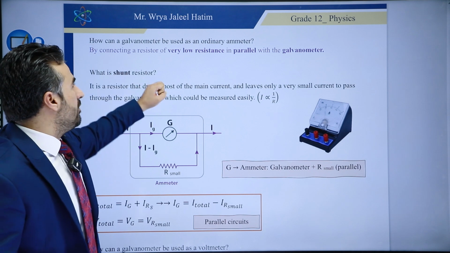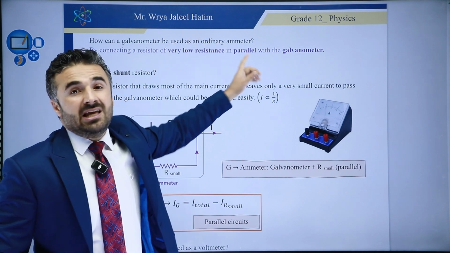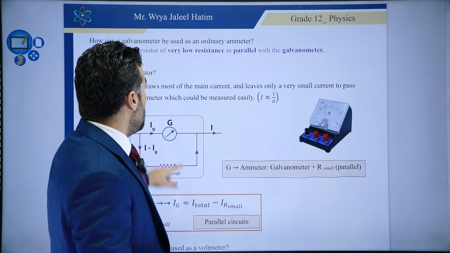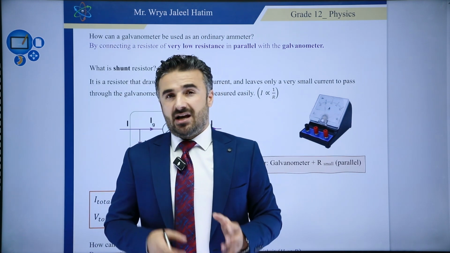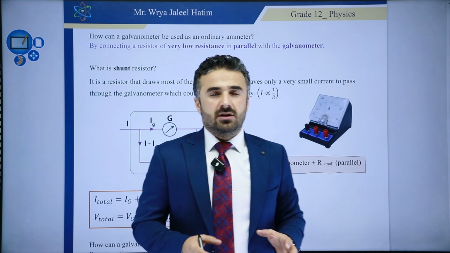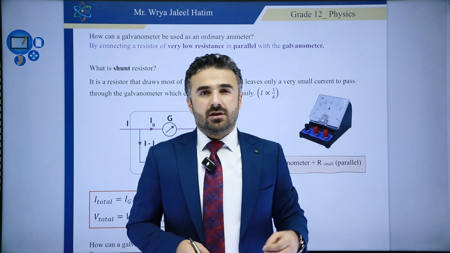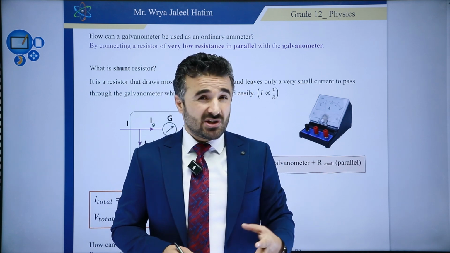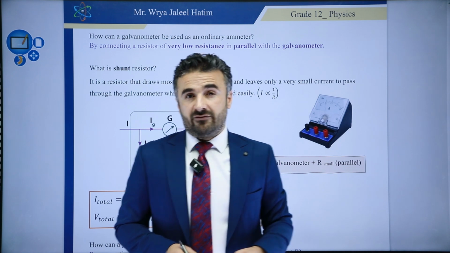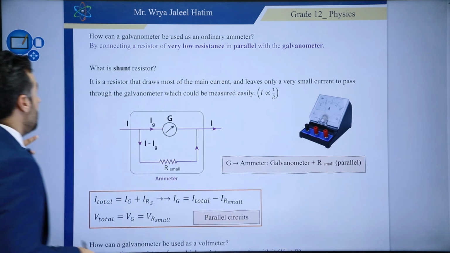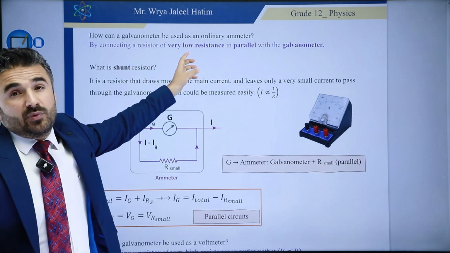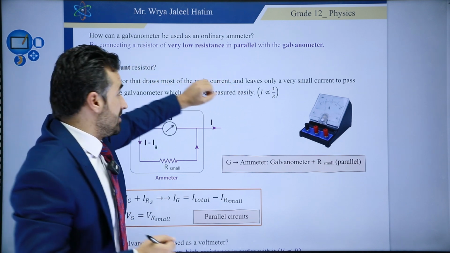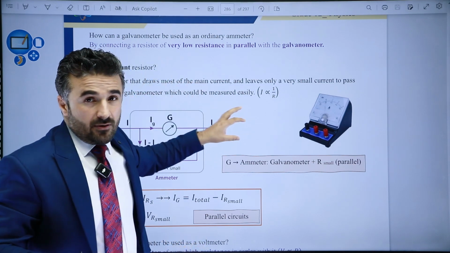How can a galvanometer be used as an ordinary ammeter? Remember this, guys. If we want to use a galvanometer as an ammeter, we must connect a resistor in parallel to that galvanometer. And of course, I'll tell you why. Remember this, these are exam material questions, so these are very important.